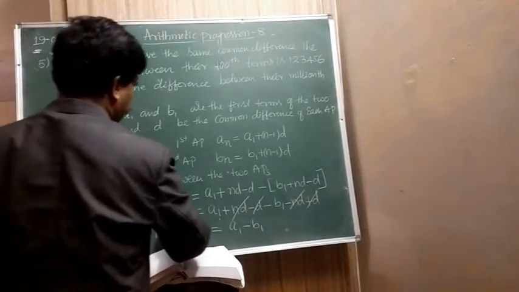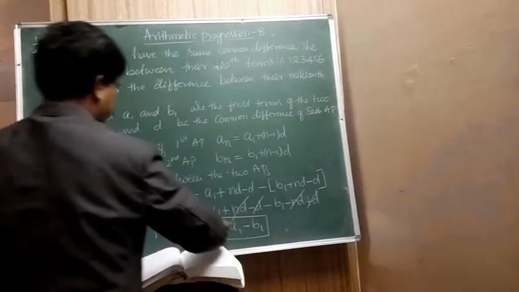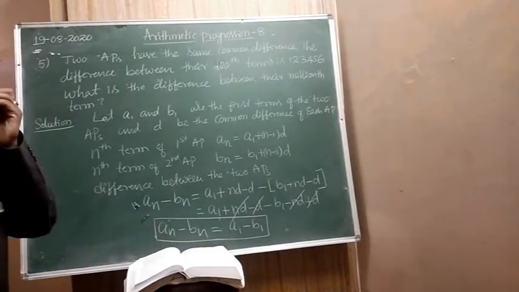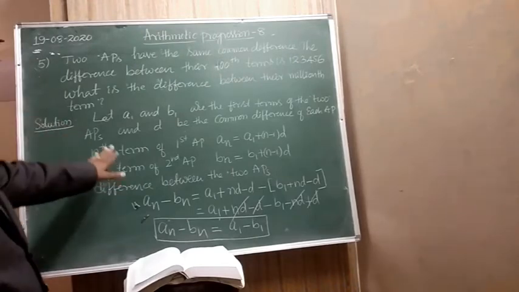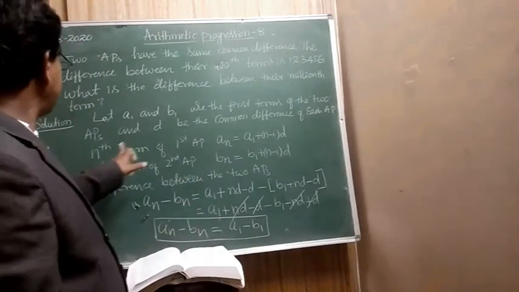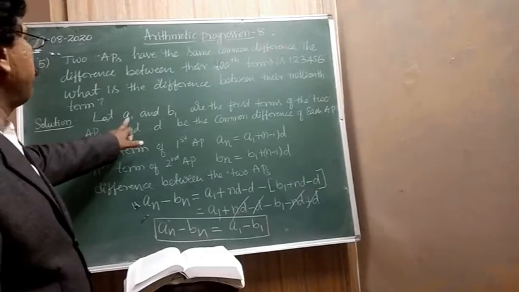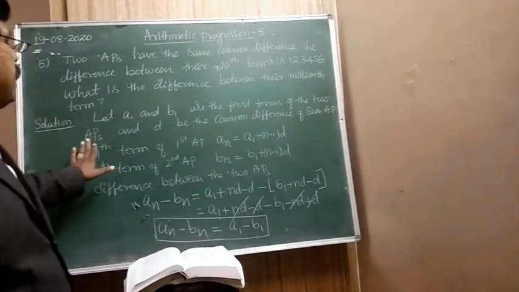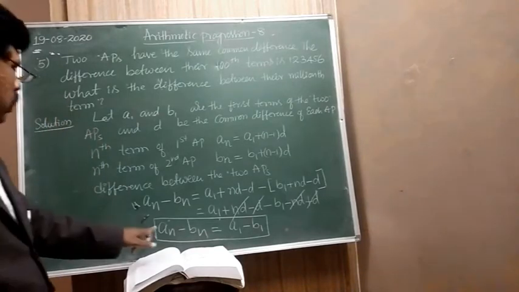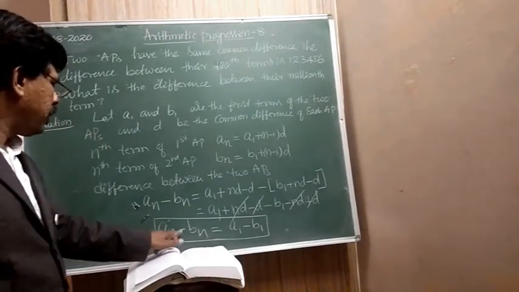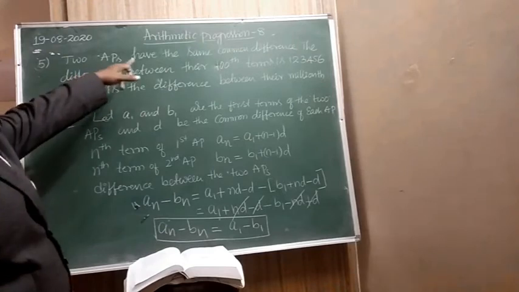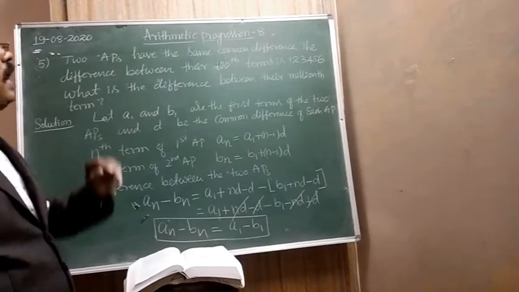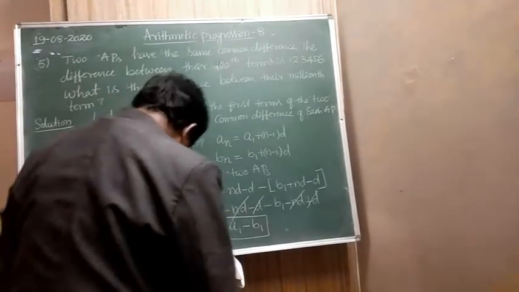The difference between their nth terms, or the difference between their first terms. Look at this. A1 and B1 are the first terms of the two APs. Therefore, AN minus BN. Now, you have the same common difference and the difference between their 100th terms.